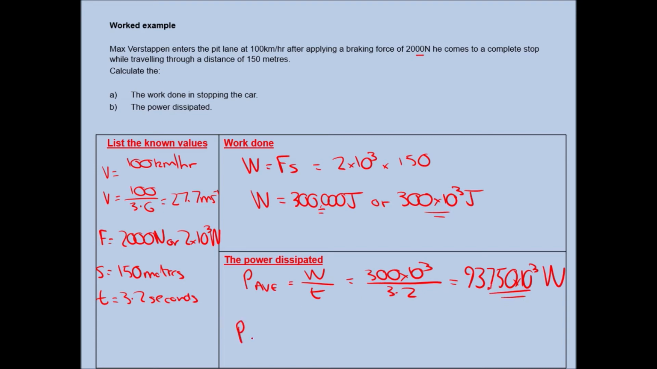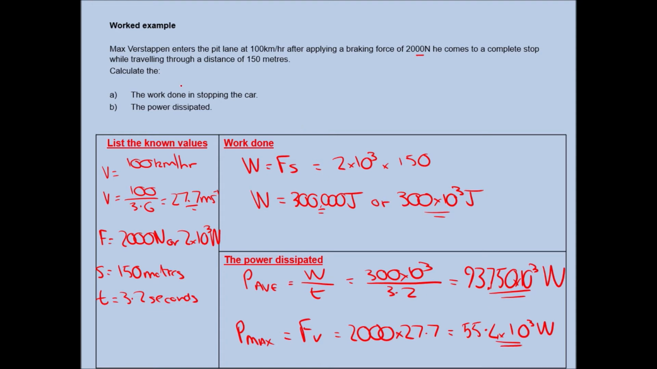Now let's go for our max power, which is a different formula, Fv. So again, just come back, we've got 2000, or 2 times 10 to the 3, we're writing it a couple of different ways, times velocity, so it's a velocity in meters per second there. That's 27.7. So 2000 times 27.7 equals, and we'll get 55.4 times 10 to the 3 watts.